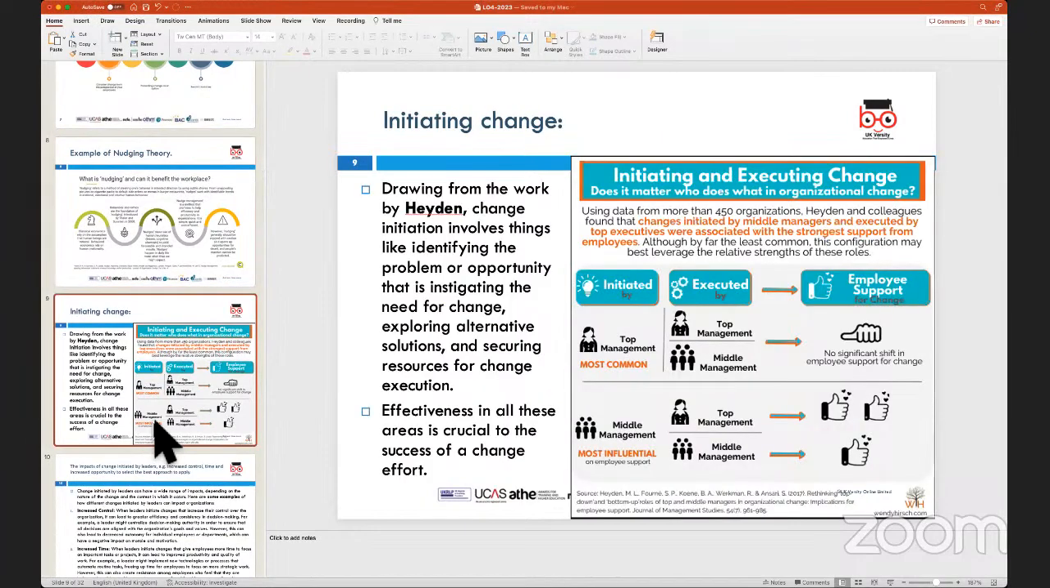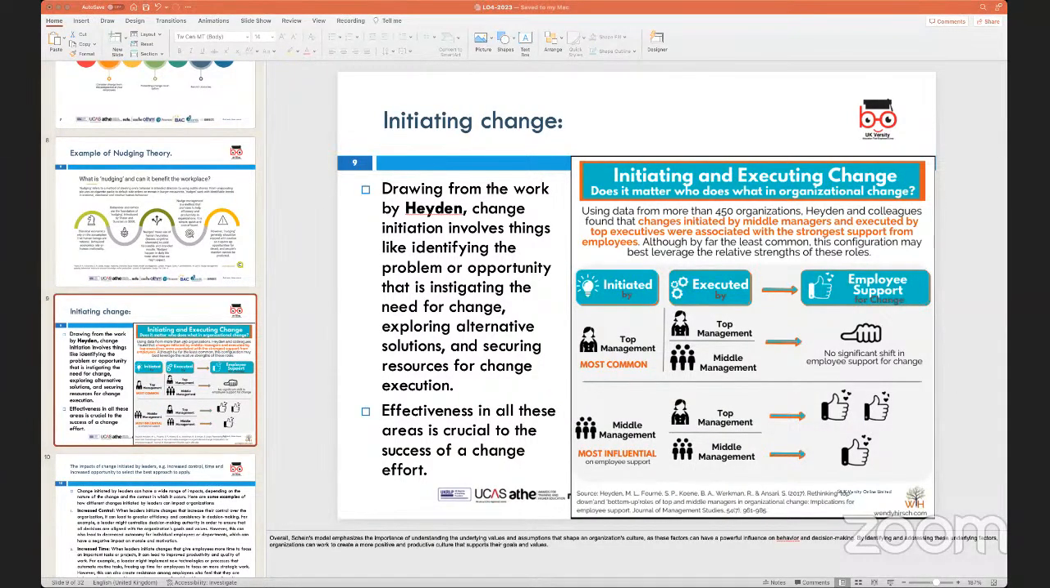Now, when we look at this aspect of change, we also look at one of the other aspects of how change is initiated within the organization. There is a person by the name of Hayden. Mariano Hayden and his colleagues, in 2016, did a study across some 450 organizations globally, and they wanted to understand how change affects the organization, but in particular, how change can be initiated by middle managers and executed by top executives, wherein it creates the strongest support from employees.